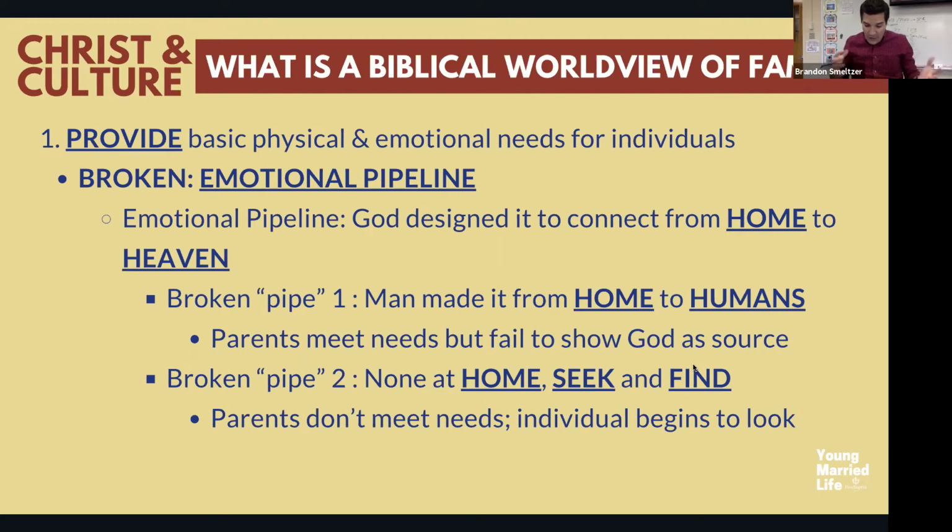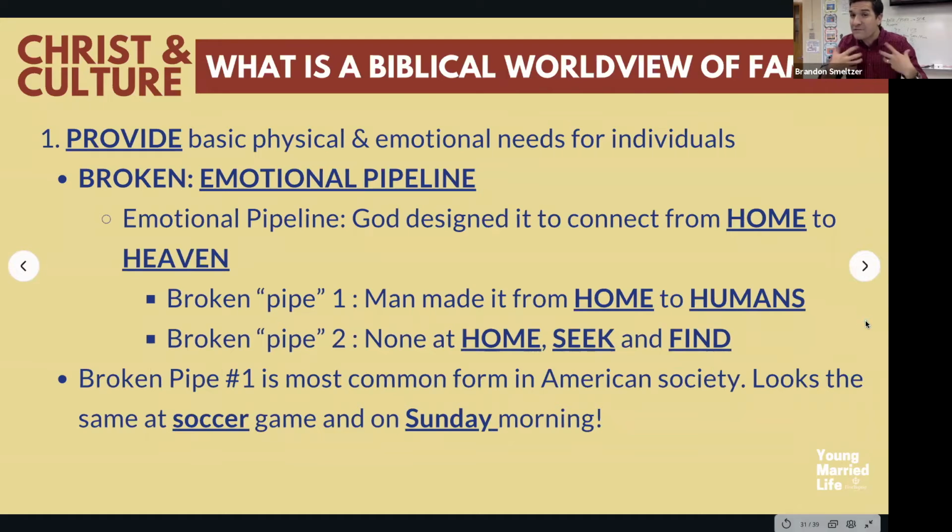One of the two things I see is an overprovision, but what I see in broken emotional pipelines is I think the most common pipeline, even in American Christians, is pipeline number two. I think it's pipeline number two. Because I think we've expected our pastors to disciple our kids for us. So we've stepped away from that. We haven't pressed into that and gotten trained ourselves. And so we've struggled, okay?